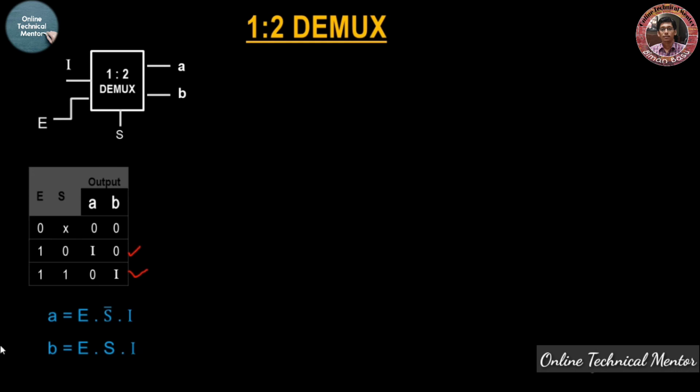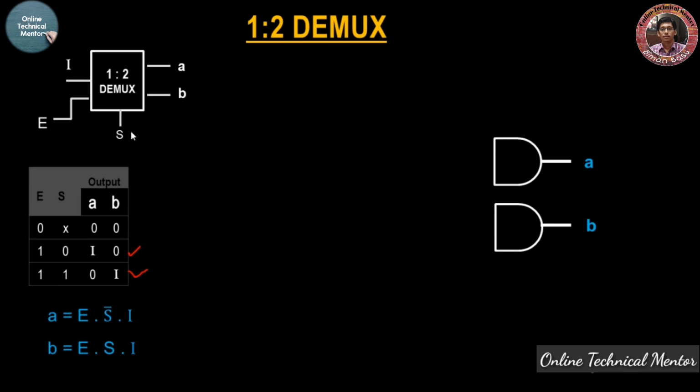Now by considering these two Boolean expressions, let's draw the logic diagram. We require 2 AND gates because there are 2 expressions and both expressions contain an AND operation. So we require 2 AND gates with 3 inputs. Draw 2 AND gates which will give you the outputs A and B, and obviously each has 3 inputs.